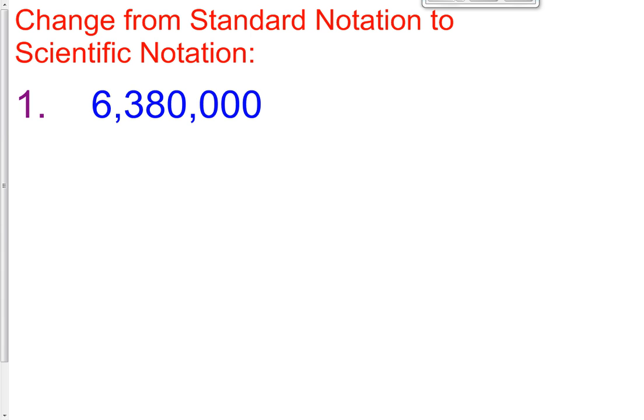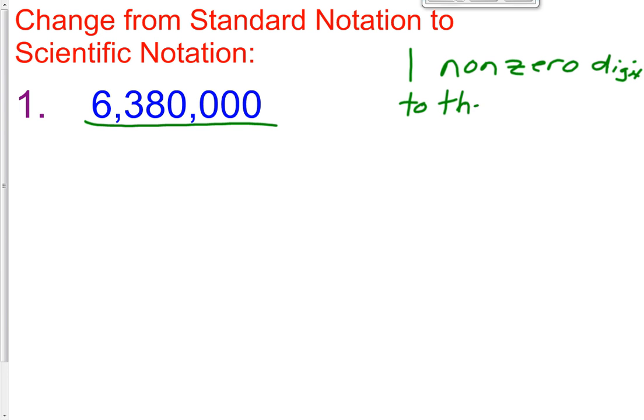Okay, problem number 12, we're getting into a whole new topic. It's scientific notation. So this right here is called standard notation. This is the number 6,380,000. To clean this up a little bit, a lot of mathematicians and scientists like to use scientific notation. So with this scientific notation, what it is there is one non-zero digit to the left of the decimal point.